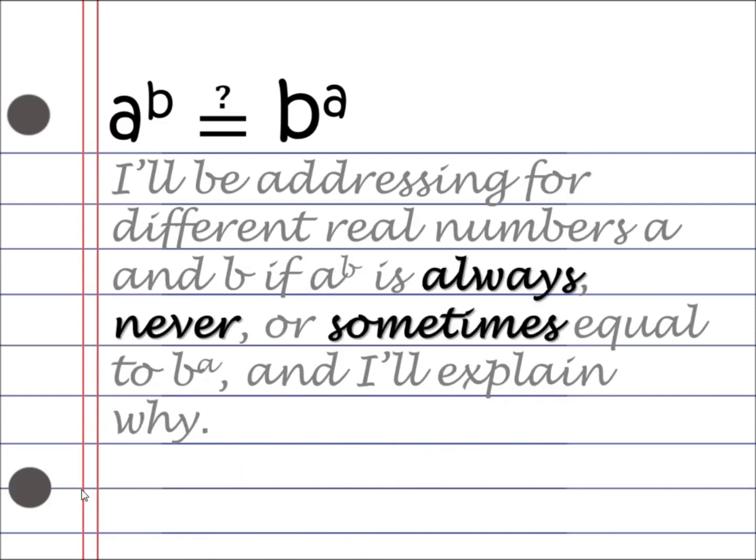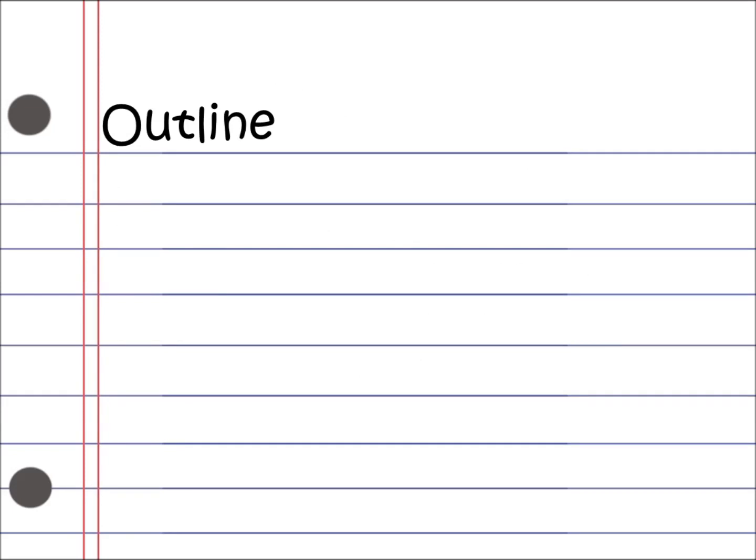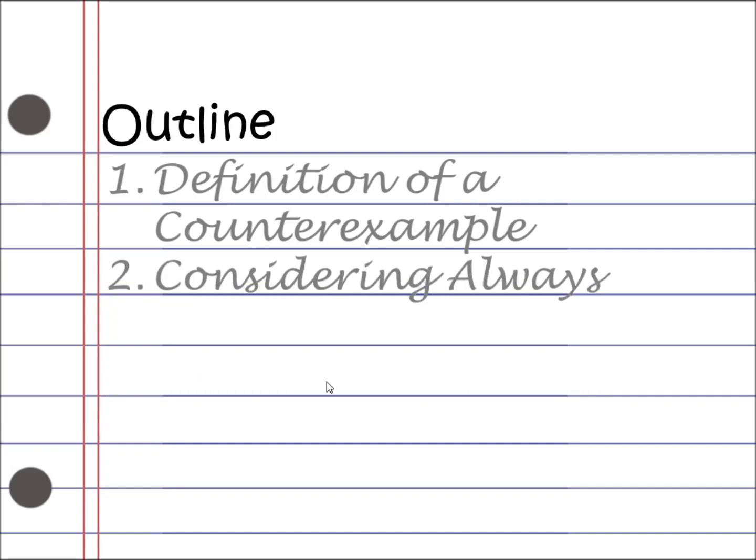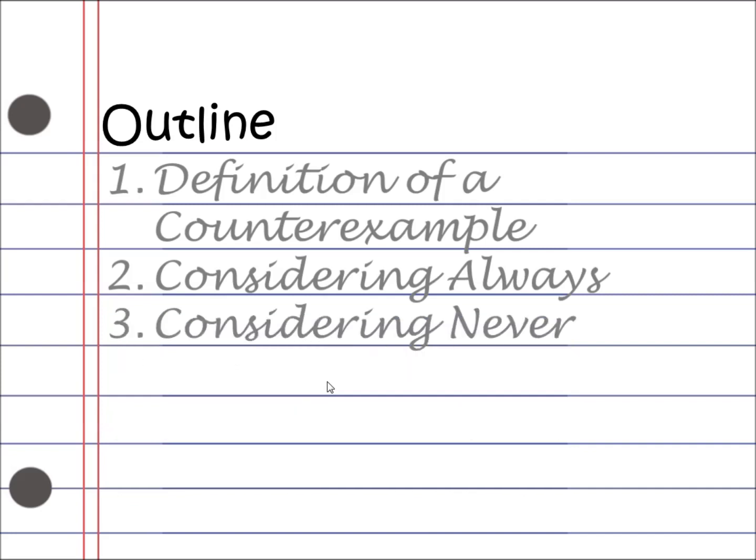I'll be addressing in this video, for different real numbers a and b, if a to the b is always, never, or sometimes equal to b to the a, and I'll explain why. I would like to share my outline so that you will know what I'm covering and in what order. First, I'll be giving the definition of a counterexample. I'll be considering the case of always, and then I'll be considering the case of never.